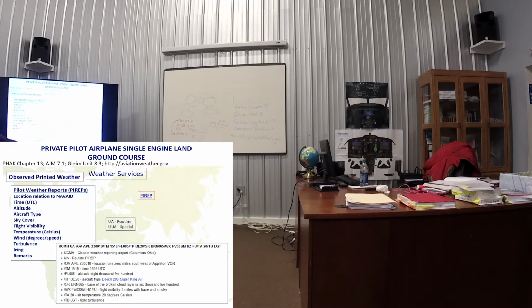And this is where it's from. Flight visibility, 3 statute miles, haze and smoke. Temperature, if you have it. Turbulence, if that's what you're reporting. There's light, moderate, heavy. So let's see if we have any. We probably have a few. Were you looking?